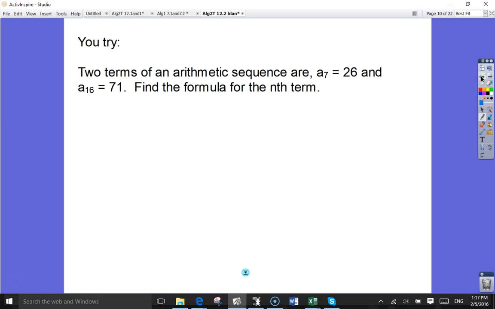Okay. So see what you could do with this one. This is not giving you the kind of information we had already. They're telling you two terms in the sequence and saying find the formula for the nth term. So you're going to have to figure out how can I find D first, and then how can I find the A1 so I can put it in the formula. Think about it. How are we going to find D? We have the 7th term and the 16th term. How are we going to find D?